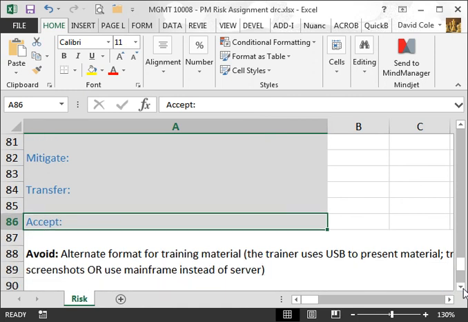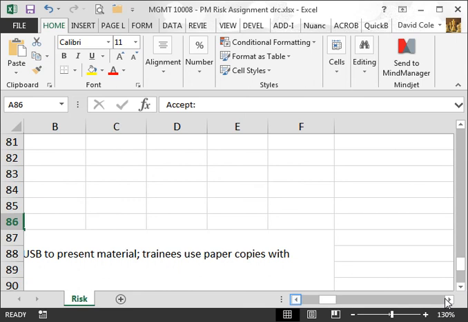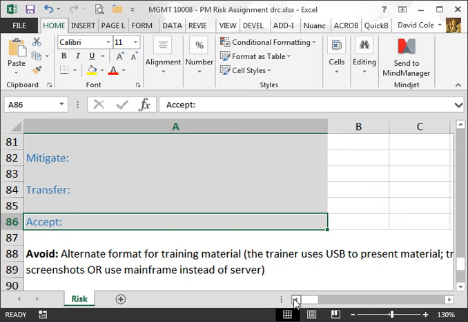And here is a sample. So in the case of avoid, we could use an alternate format for training material. Again, the trainer uses a USB stick to present the material and give copies to each of the students so they can continue running. So again, that would avoid the fact that the server crashes that we're running our training from.